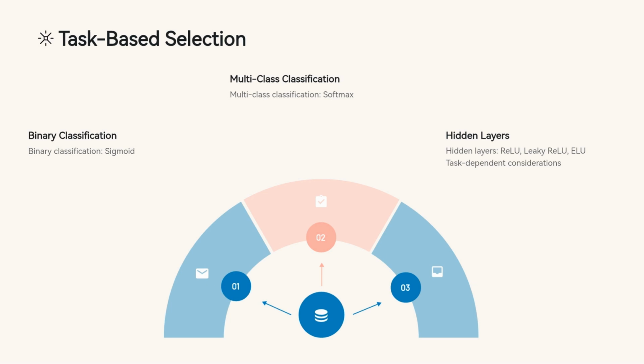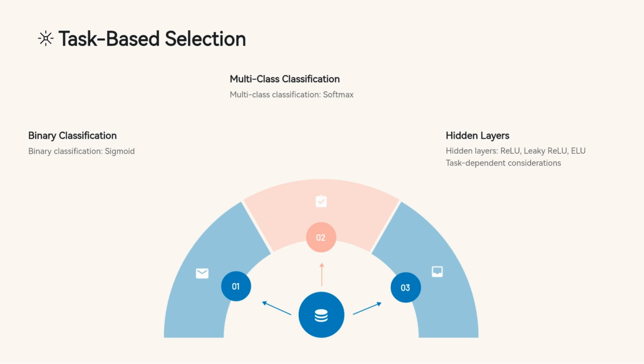Selecting the appropriate activation function depends largely on the specific task and the architecture of the neural network. For binary classification tasks, the sigmoid function is typically used as it outputs values between 0 and 1, which can be interpreted as probabilities. For multi-class classification, the Softmax function is preferred because it converts raw scores into a probability distribution across multiple classes. For hidden layers, ReLU is generally the go-to activation function because it is computationally efficient and helps avoid the vanishing gradient problem.